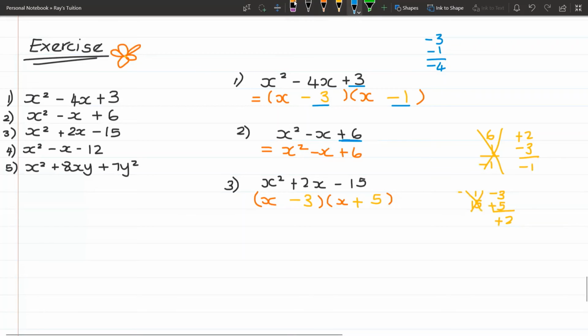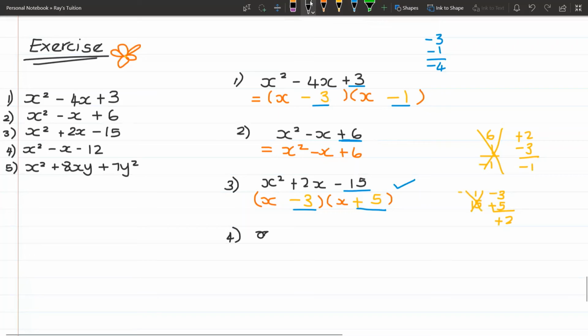The last thing we have to do is the check, because remember, these factors have to be correct. So negative 3 times a positive 5 does give us a negative 15. So that is fine. Let us do the next one.